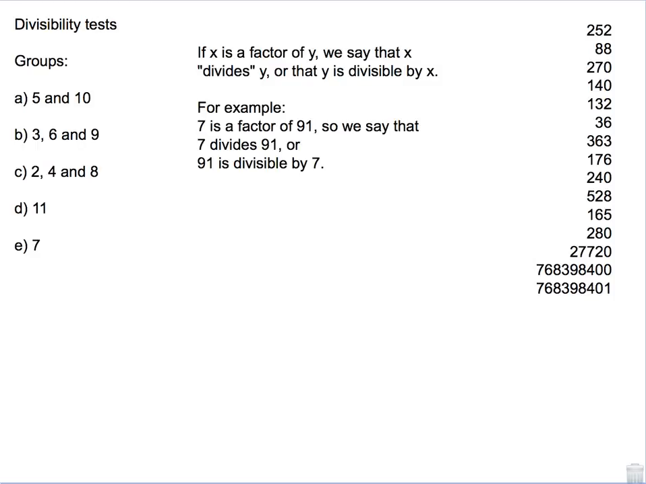So for instance, 7 is a factor of 91. 7 times 13 is 91. So because 7 is a factor of 91, we say that 7 divides 91, or that 91 is divisible by 7. Now some of the tests are easy, some of the tests are not, so let's just plunge in.